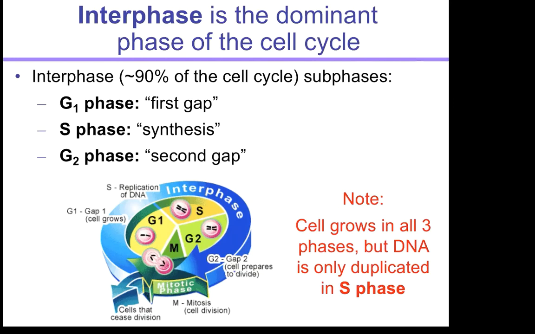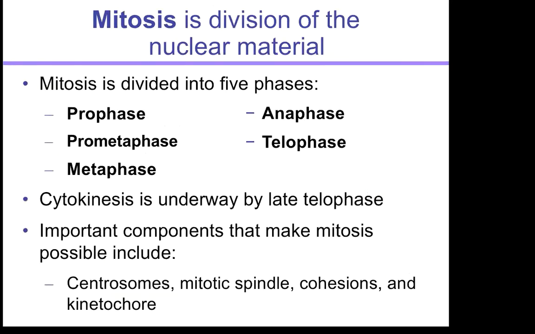Okay. So in all three of those phases of interphase, the cell is growing, but only in the S phase does DNA replication occur. So the other part of the cell cycle is mitosis. And again, mitosis is division of the nuclear material. Mitosis is basically broken up into 5 different phases. We have prophase, prometaphase, metaphase, anaphase, and telophase.